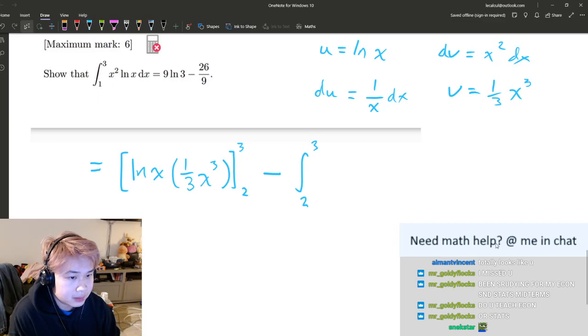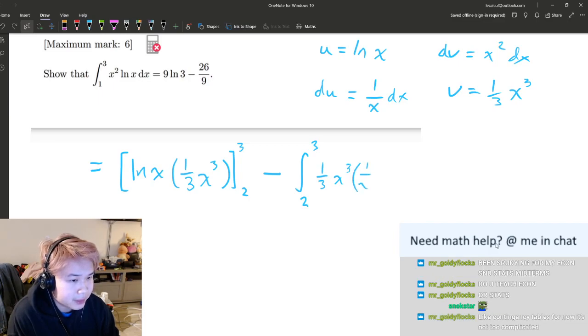Okay, and then from here, let's see, the second part of the integration by parts. I have 1/3 x cubed times 1/x dx.